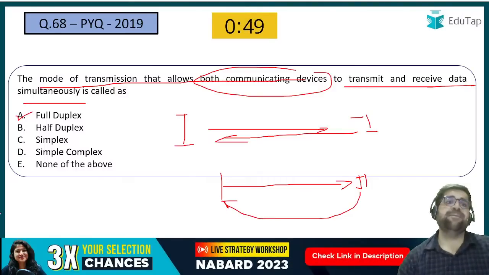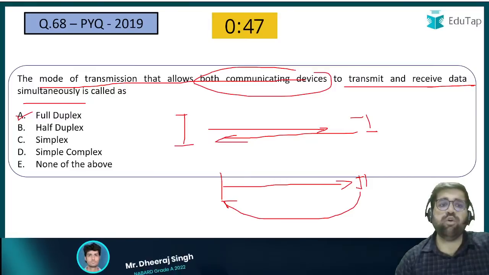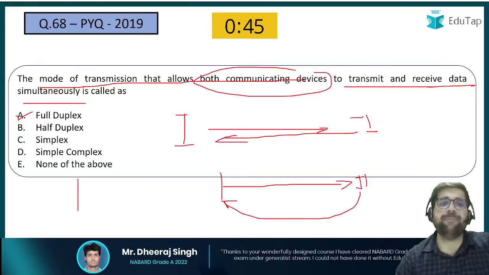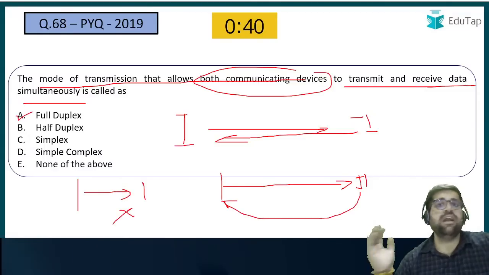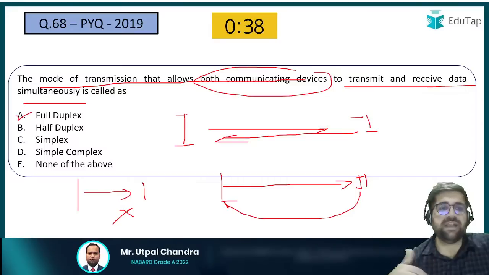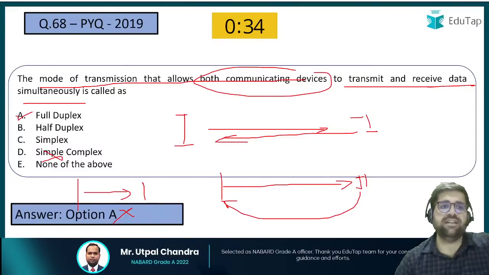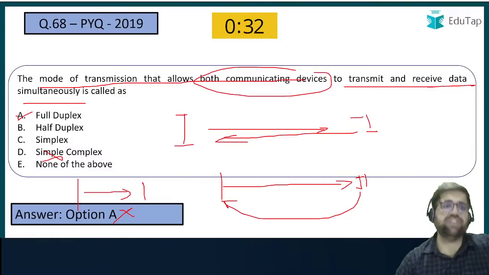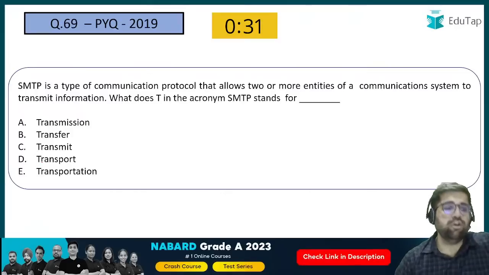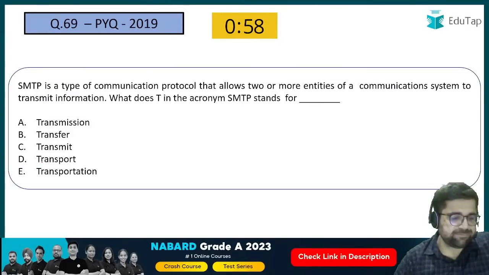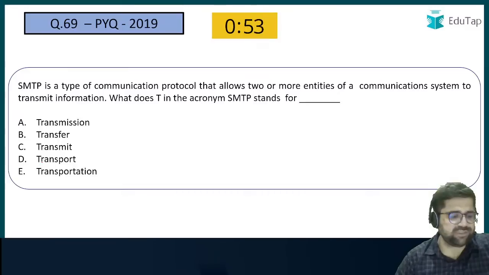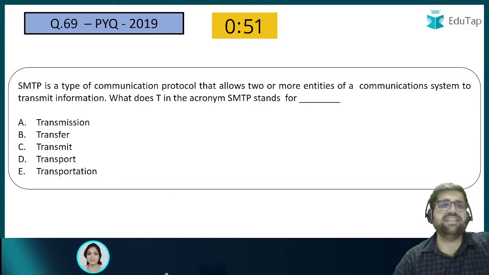Then you also have simplex. Simplex means communication is only happening from one end, and there is no communication coming from the other party. There is no concept of simple duplex. Therefore, the right answer to this question was option A. Good. Yes, semi-duplex or half-duplex you can call a walkie-talkie. Theek hai? Question number 69.